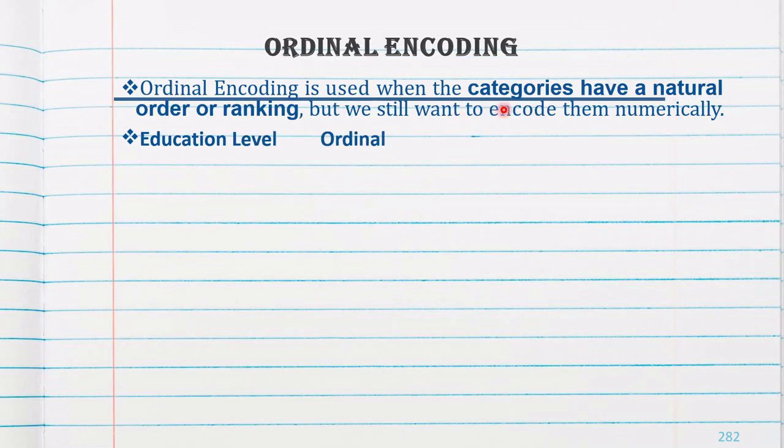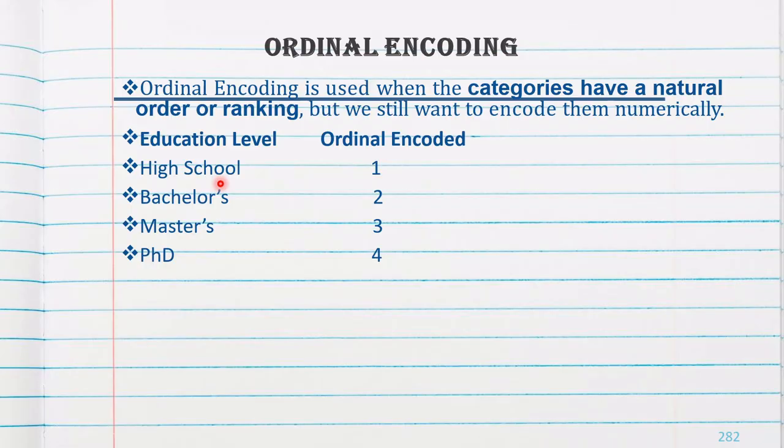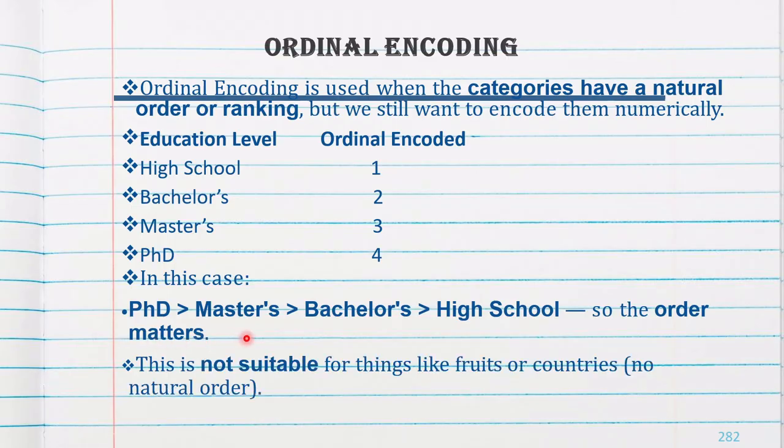Ordinal encoding is used when categories have a natural order or ranking, but we still want to encode them accordingly. Educational levels: high school 1, bachelor's 2, master's 3, PhD 4. In this case, PhD is greater than master's, greater than bachelor's, greater than high school. So order matters. This is not suitable for things like fruits or countries because there is no natural order. Ordinal data is for ordered categories.